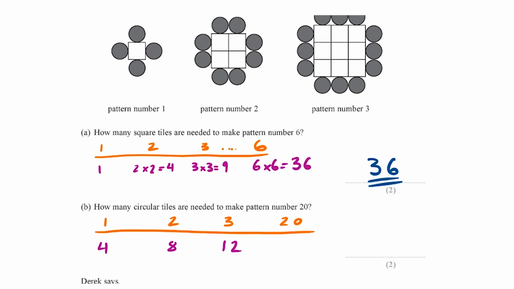So for pattern number 1, it's 1 lot of 4. For pattern number 2, it's 2 lots of 4. For pattern number 3, it's 3 lots of 4. Therefore, for pattern number 20, it's going to be 20 lots of 4. 20 times 4, in other words, which is 80.